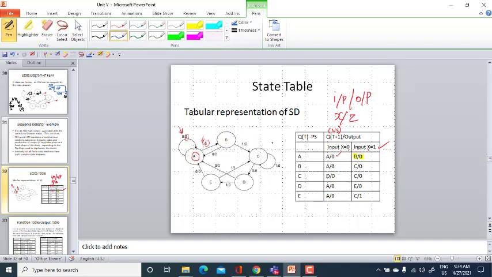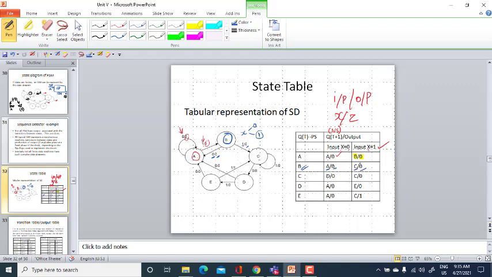Now my present state is B. Input X takes the value of 0 and 1. When X is equal to 0, the output is 0 and it goes to state A. When input is 1, my output is 0 and it goes to the next state C.